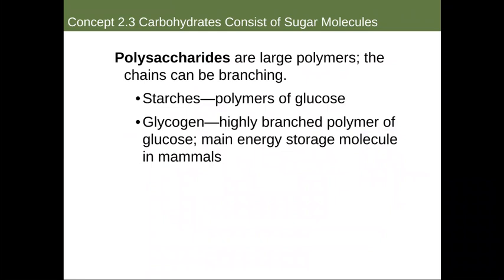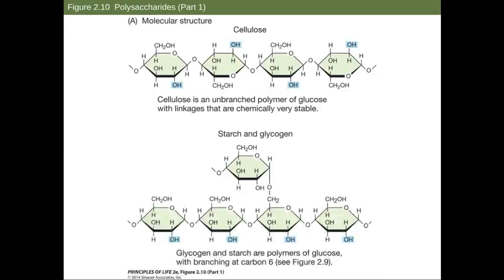These monosaccharides are linked together. We typically put them into 2 groups: our starches, which will be long chain-like polymers of glucose, and then glycogen, which is a highly branched polymer of glucose. This is the main energy storage molecule in mammals for short-term energy usage. Now, because it is highly branched, it allows for a relatively large amount of energy to be released in a relatively short amount of time.